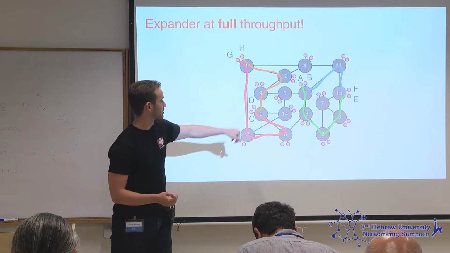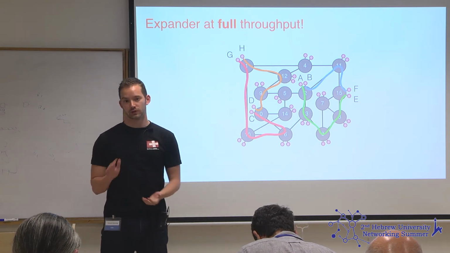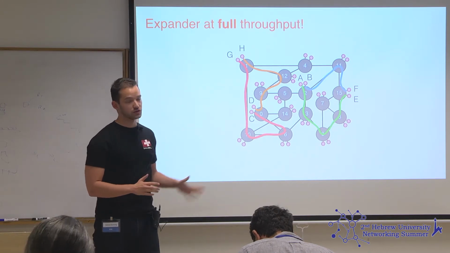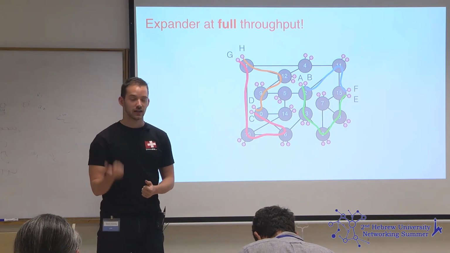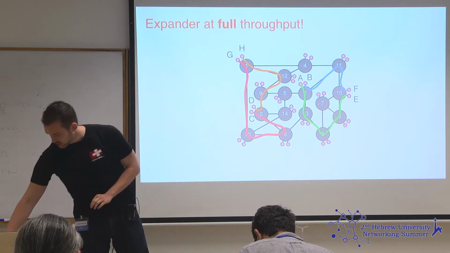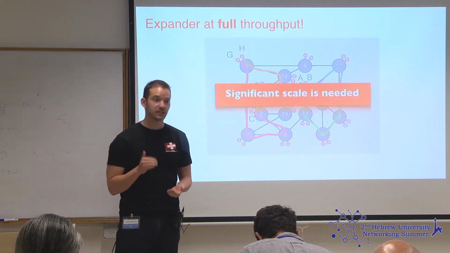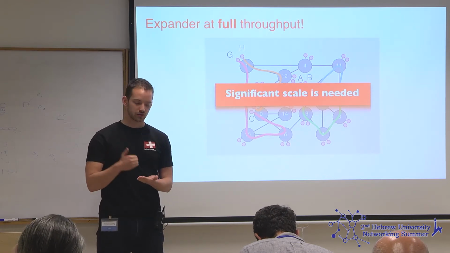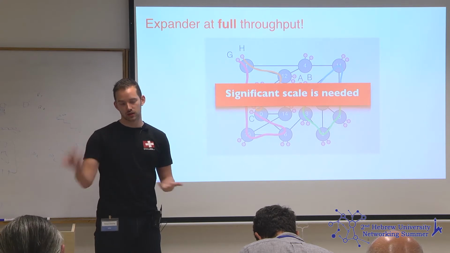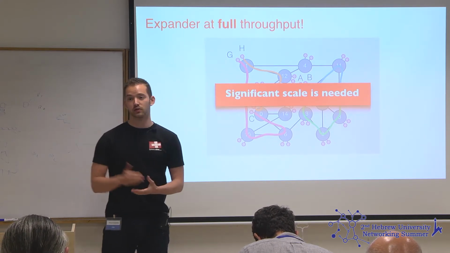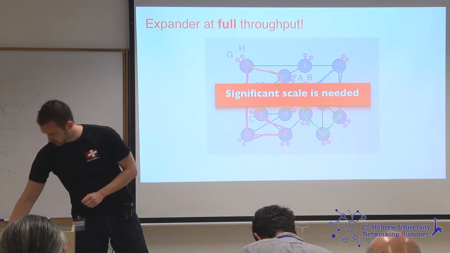As such, you can see that although routing has become more difficult, which we will address at the end of the talk, it is able to achieve 100% of the throughput using less equipment and while supporting the same amount of servers. It's important to note that significant scale is needed for an expander to work properly, because for the graph properties that come from graph theory to hold, it's necessary to have a large number of nodes to support the scale.